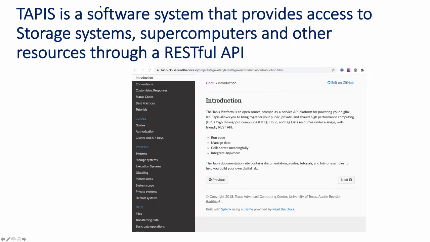So what is Tapis? Tapis is a software system that provides access to the storage systems, supercomputers, and other resources. And this access is provided through what's known as a RESTful API. And what a RESTful API is basically just HTTP calls through the internet.